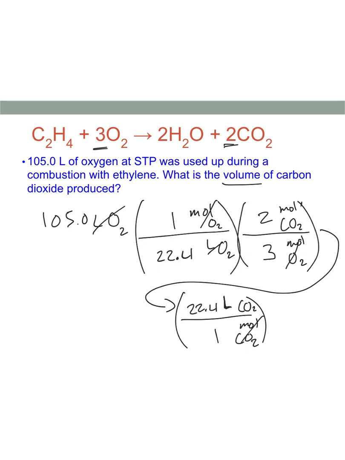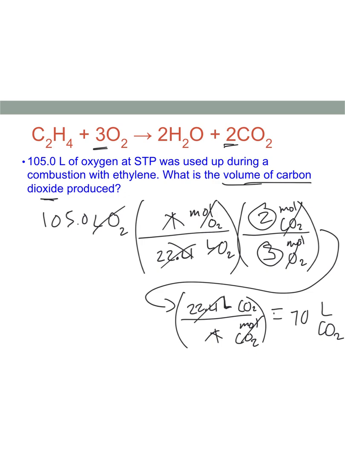So let's cancel that out. The only unit I have left is liters of CO2, which is what I want. Now I notice this is 22.4 on top and 22.4 on the bottom, and the 1 we don't care about. So all I have to do is take 105 times 2 and then divide by 3. 105 times 2 divided by 3 is equal to what? Based on my calculator, the answer is 70 liters of CO2.